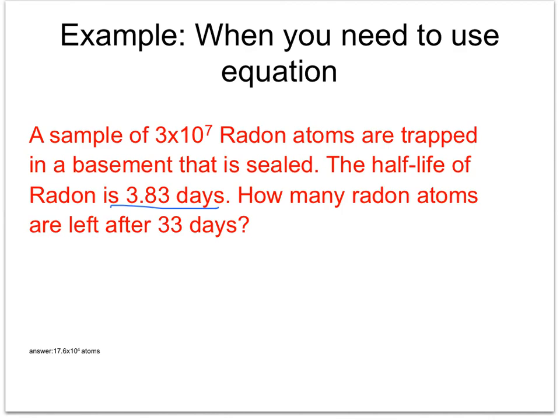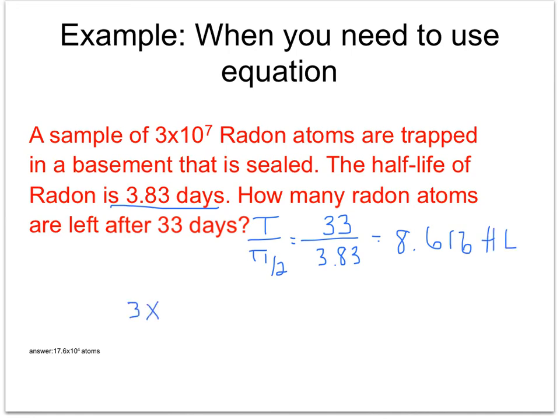So we know that 33 days is our total time. We're going to divide that by 3.83. That would be our T divided by our T1/2. That gives us the number of half-lives as not a whole number, but 8.616 half-lives. So we wouldn't be able to take that starting amount of 3 times 10 to the 7th and cut it in half 8.6 times. That would be very difficult to do. We could cut it 8 times or even 9 times, but not 8.6 times. So really the algebraic equation is the only way to do this.